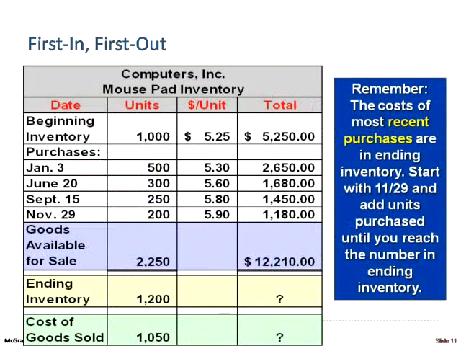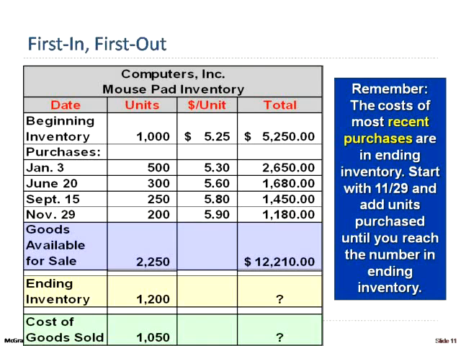Take a minute and review this chart for the mousepad inventory for Computers Incorporated. We will use this data throughout our inventory examples so we can compare our results at the end. There are 1,200 units in ending inventory and 1,050 units sold during the period.